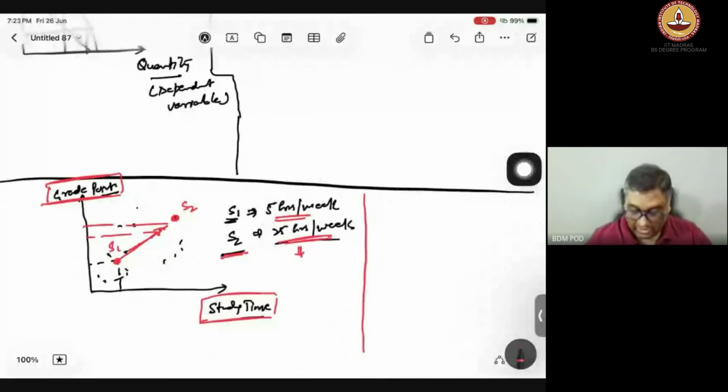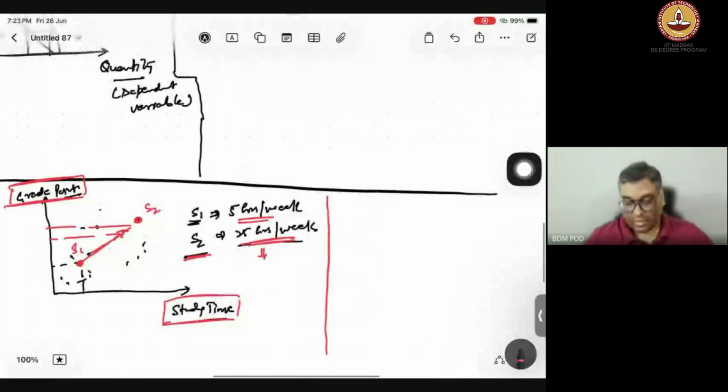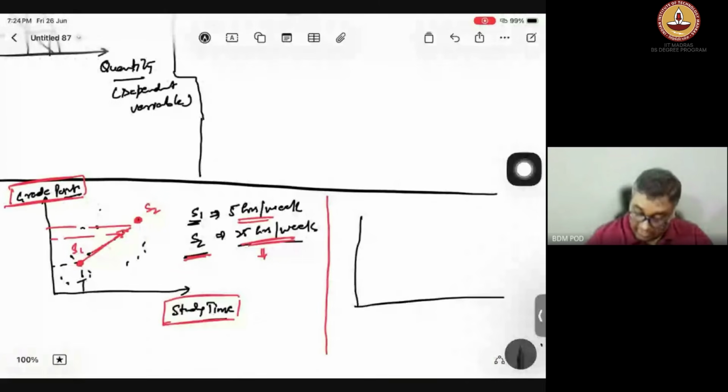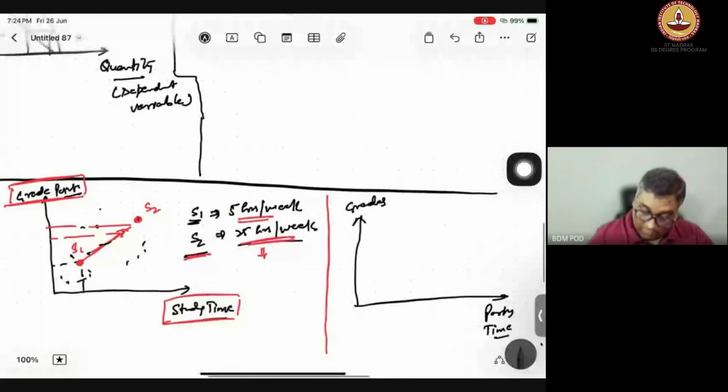Now coming to the second point. How is this reversed? There is a reverse process for this curve as well. Suppose we are comparing the party time. Here we are not comparing the study time, we are comparing the party time with grades, and this is your party time. So the earlier plot is called an upward movement plot or positive plot. And here, what happened when we included party time and grades?